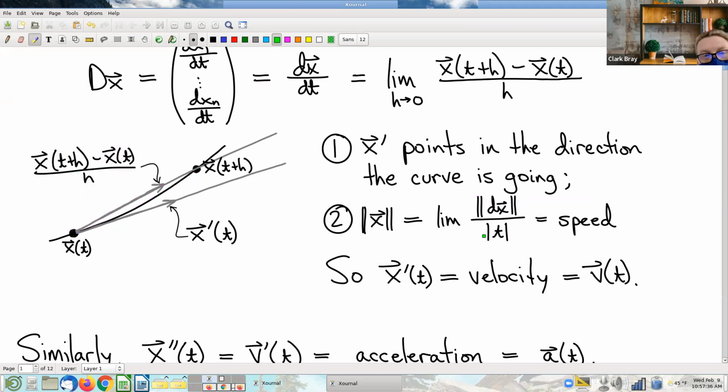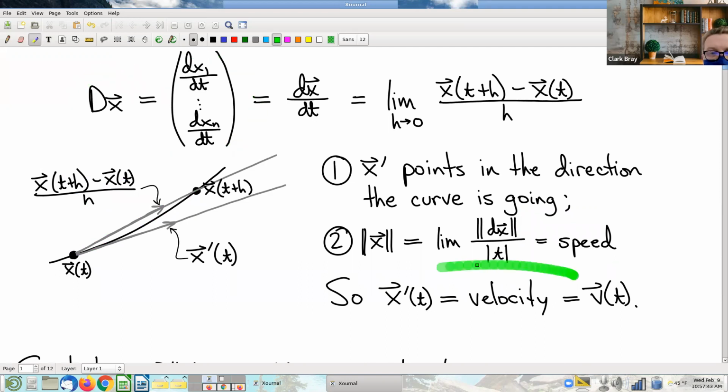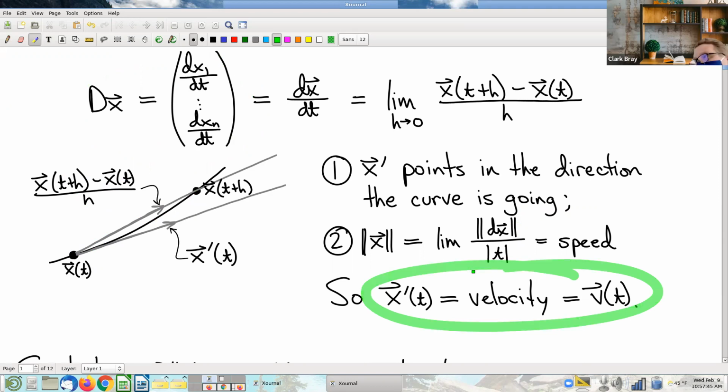So the big idea then is that what the derivative matrix computes, specifically for a parametric curve, is the velocity vector: a tangent vector whose magnitude is the speed. That's one of the first things we did, talk about velocity as such. Everybody good?